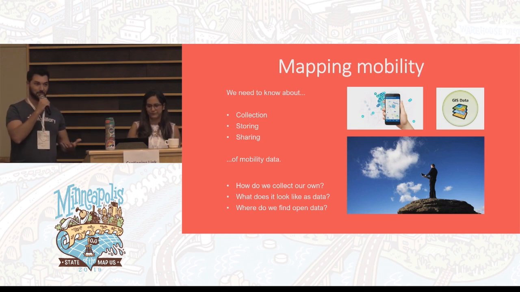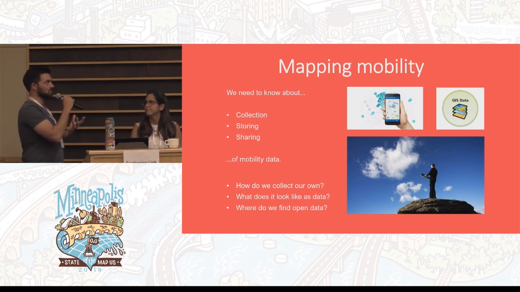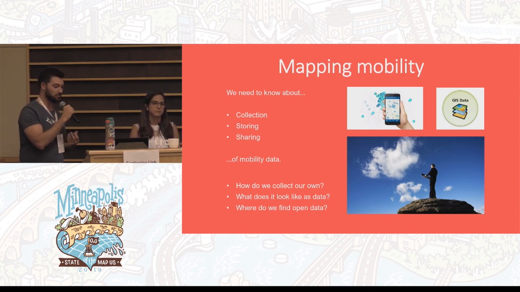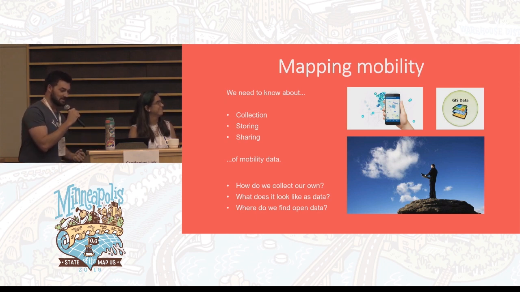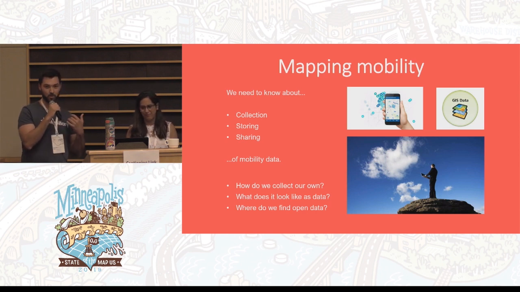So when we want to look at mapping mobility, as well as accessibility, we need to know probably a few basic tenets. And I would break those down into collection, into storing, and into sharing of mobility data. So we ask, how do we collect our own data?